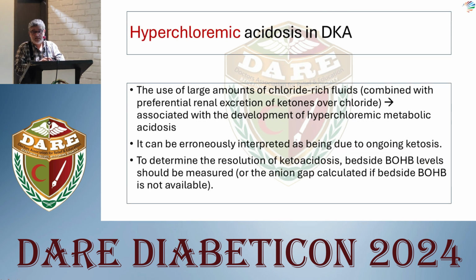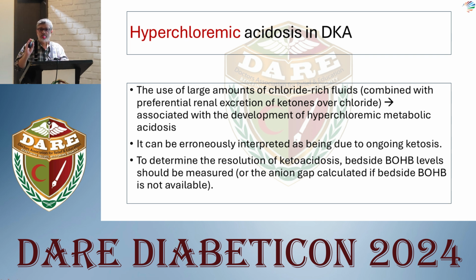Hyperchloremic acidosis, I already told, this is a problem because you are using saline. You are using 0.9% saline for your bolus, your IV fluid correction, maintenance, deficit. So naturally you are providing 154 milliequivalents per liter of sodium and chloride in the fluid. So that will lead to hyperchloremia, and hyperchloremia will lead to normal anion gap acidosis. And it's a constant problem.